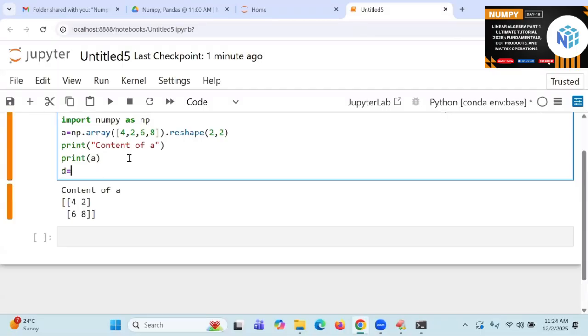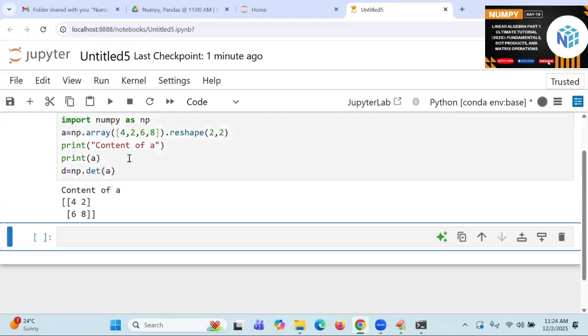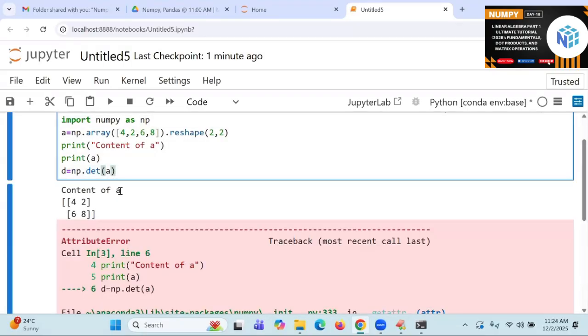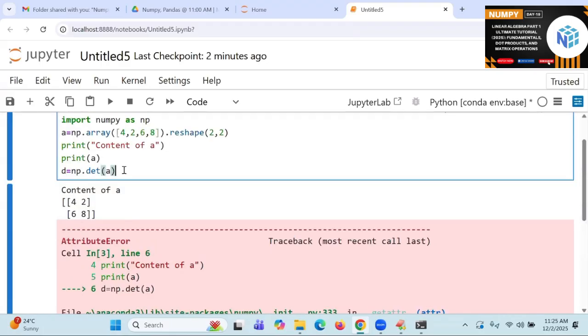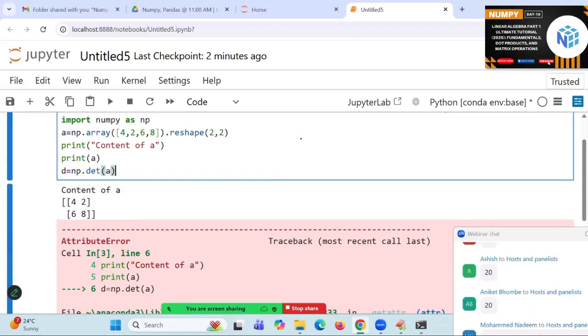D is equal to np dot det of A. If you write it, you'll be getting an error. See, you are going to get it: module numpy has no attribute called det. Det is present in some other type of module.